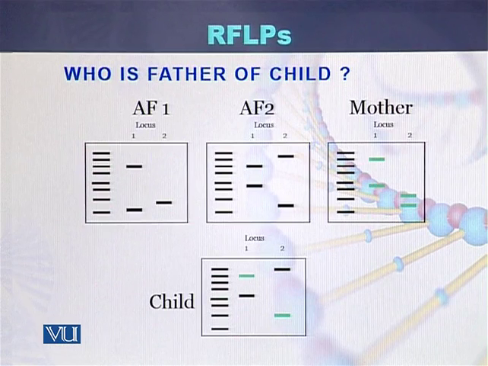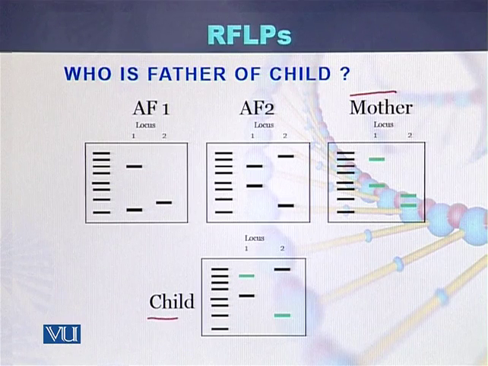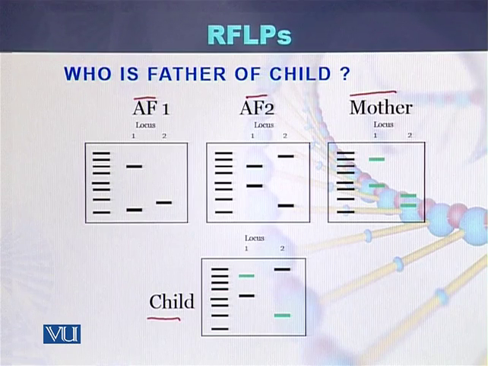Here we will try to identify that this is the mother, this is the child, and there are 2 individuals, AF1 and AF2. AF1 for father 1 and AF2 for father 2. We have to identify, based on the alleles of the child, who is the father of this child.